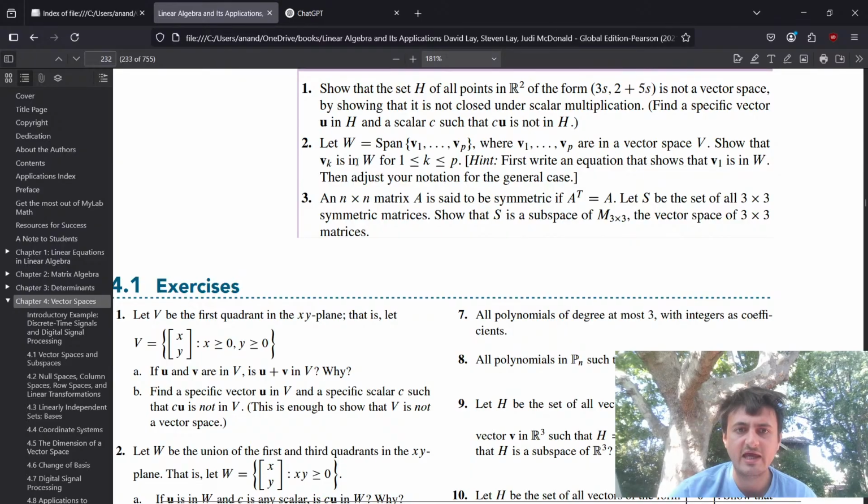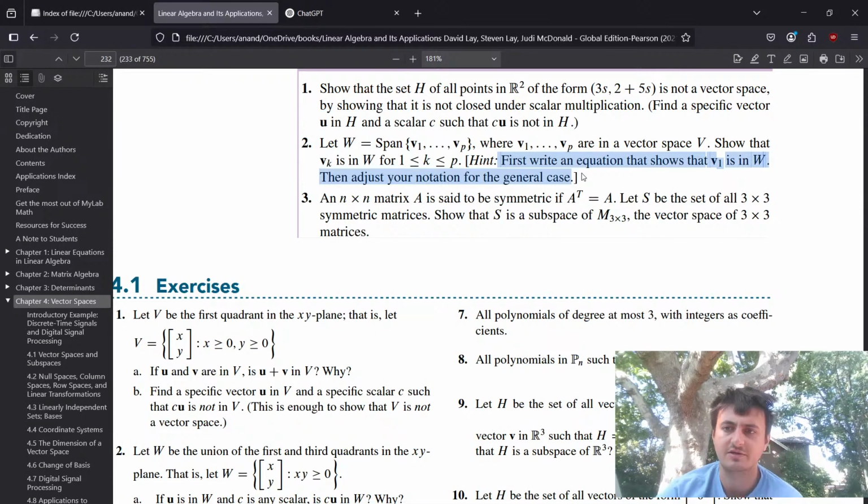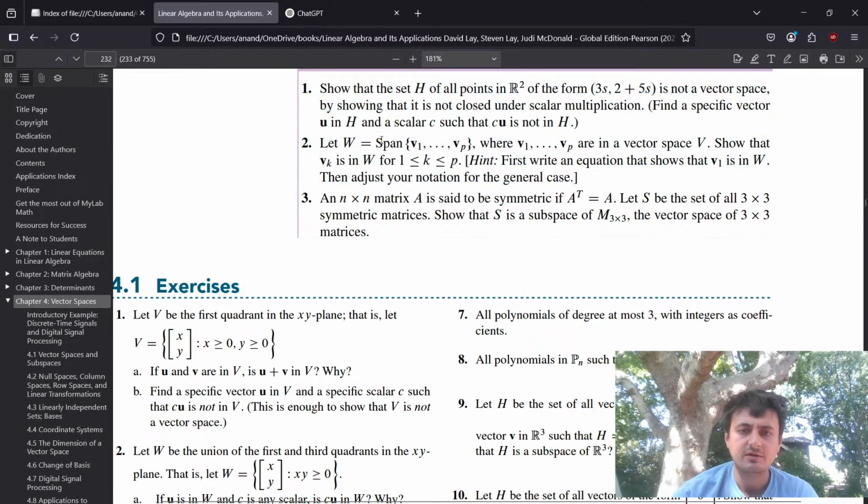Show that vk is in W. First, write an equation that shows that v1 is in W, then adjust your notation for the general case. Okay, v1 is just good. Span is defined as a linear combination of v1 to vp, so you have a v1 plus b v2, etc. So you take a equal to 1 and zeros for all other coefficients, and then you've shown that v1 is in W.